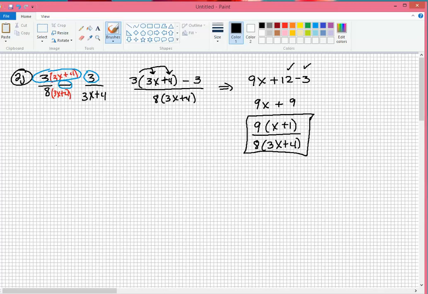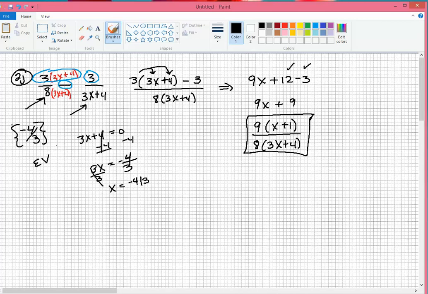Nothing cancels. In your denominators, you don't get anything from the 8, but you get something from here. So, I mean your excluded values. So we set this equal to 0, minus 4 minus 4. We have 3x equals negative 4. Divide by 3. We've got x equals minus 4/3. So this is the excluded value, and this is the answer simplified.